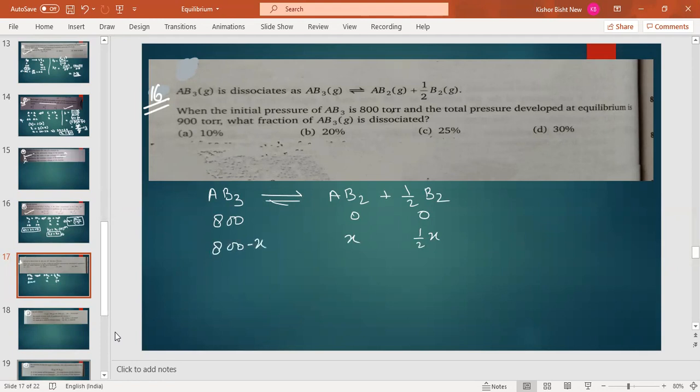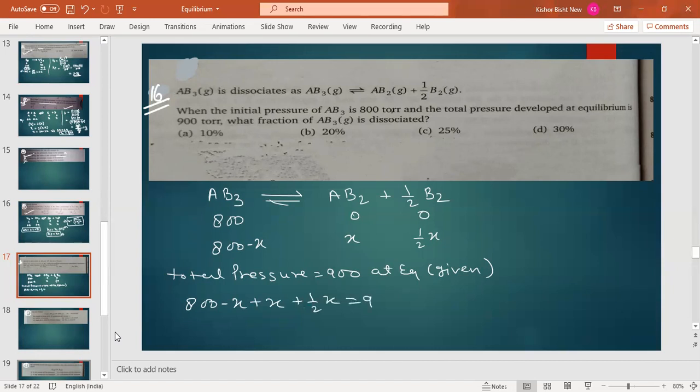So total pressure is the sum of the pressures. Total pressure at equilibrium is given as 900. So now 800 minus x plus x plus 1/2 x is equal to 900. The x cancels out, so you will get 1/2 x is equal to 100. So x is equal to 200.